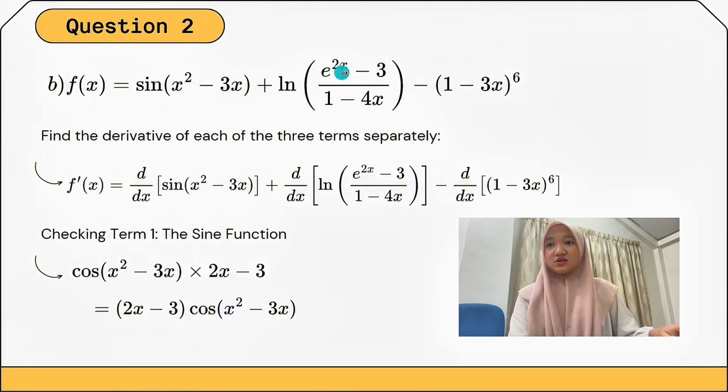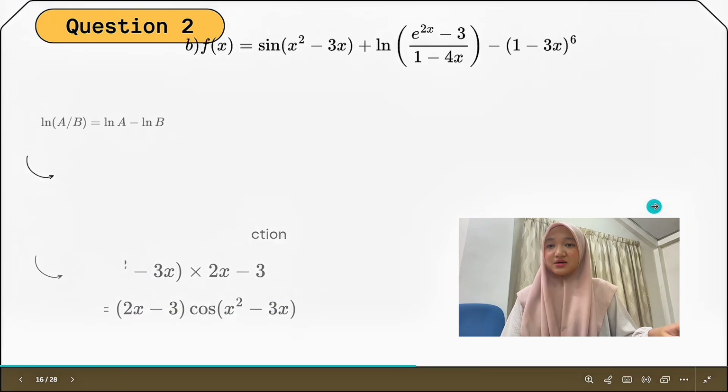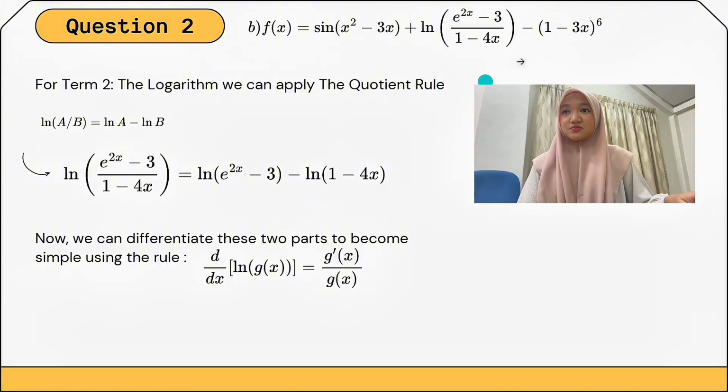So we have to find the derivative of each of the three terms separately. This one will be the first term, this is the second term, and third term. For term 1, we need to check the sine function. Simplify to 2x minus 3 cos of x squared minus 3x. Then term 2 is the logarithm. We can apply the quotient rule for this second term. So to simplify this big expression, we can use ln of a over b equals ln a minus ln b.